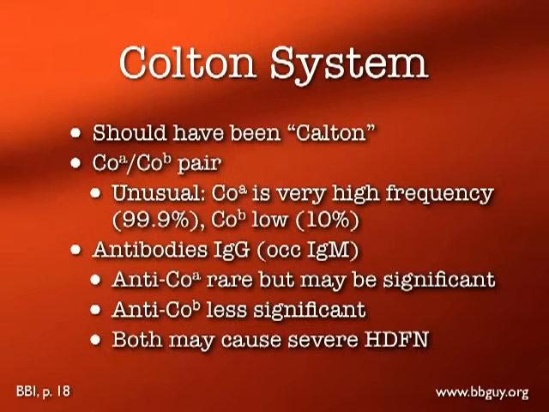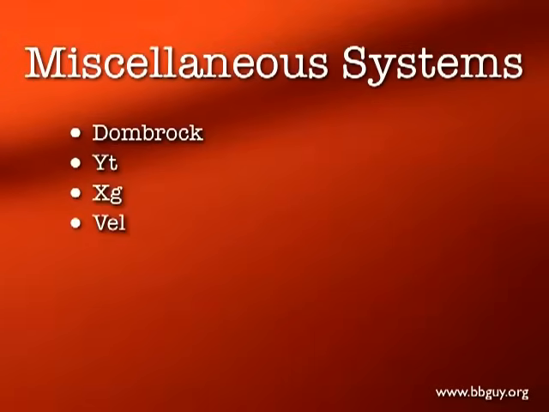Anyway, there are two antithetical antigens, the COA and the COB pair. It's unusual in that it's the opposite of what normally happens. COA is extremely high frequency, almost 100%, whereas COB is not extremely low, but it's lower frequency, about 10%. The antibodies are usually IgM. Both of them can be significant primarily in terms of causing severe hemolytic disease of the newborn, but not all that commonly seen.